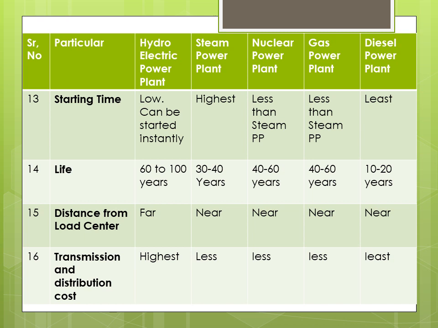Distance from load centers. Hydroelectric power plants are always far away from the load centers because they are constructed in hilly areas. The rest of the plants, that is steam, nuclear, gas, and diesel, can be constructed near the load centers. So transmission and distribution cost, due to the location of the hydroelectric power plants far away from the load centers, is very high. It is less in case of steam, nuclear and gas, and it is least for diesel power plants.